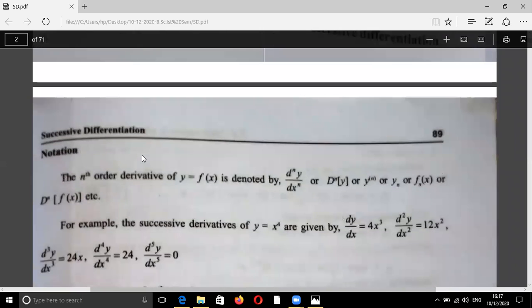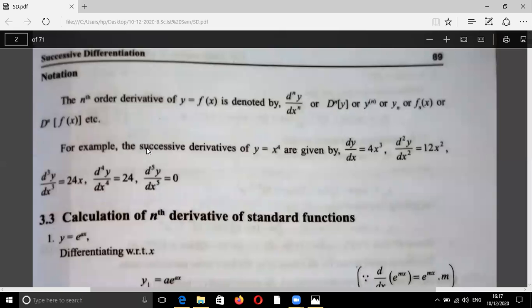Now, the nth order derivative, that is yn, when y equal to f of x is given, has the notation d to the power n y by dx to the power n, or y to the power n, which we normally write as yn, or f n of x, or d to the power n f of x. These are the notations for the nth derivative.